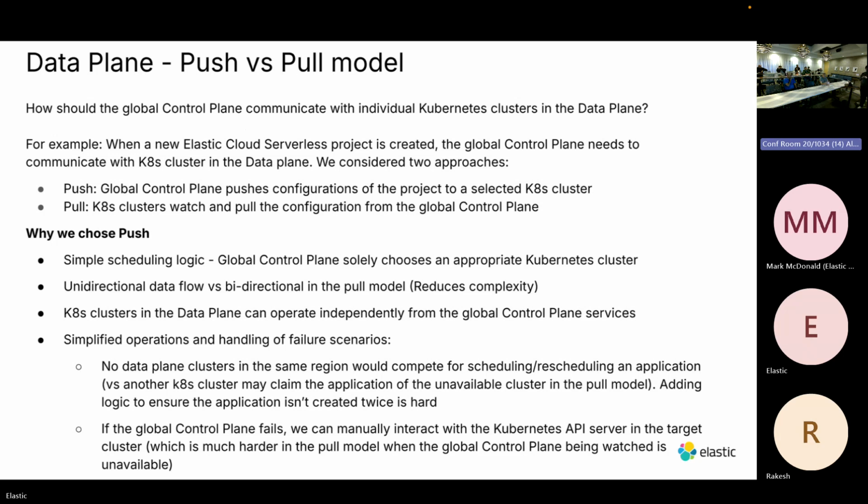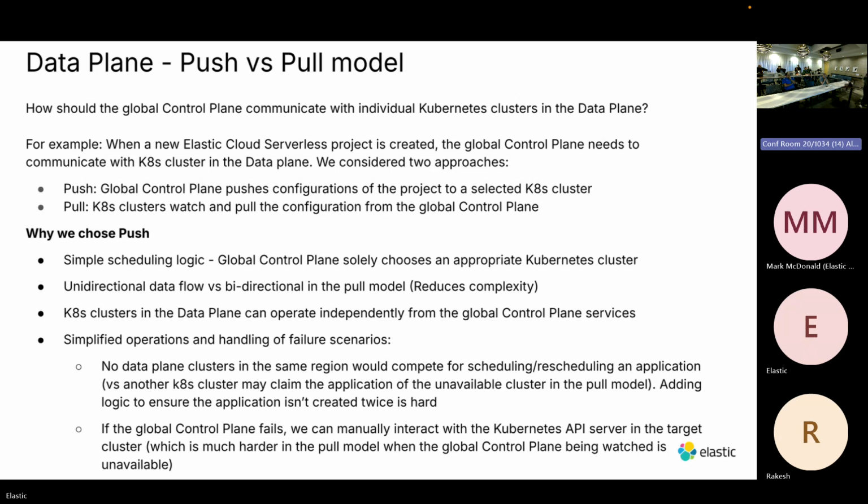Also, what we wanted was that if by any chance we have a failure where the global control plane goes down, we did not want our data plane to suffer, right? So in the pull model, let's take this scenario. The global control plane goes down. The data plane is trying to pull for changes, and now it receives no heartbeat. Now the data plane does not know what it needs to do because it cannot monitor for changes, right? And that puts it in a very difficult position of how to handle that particular logic.